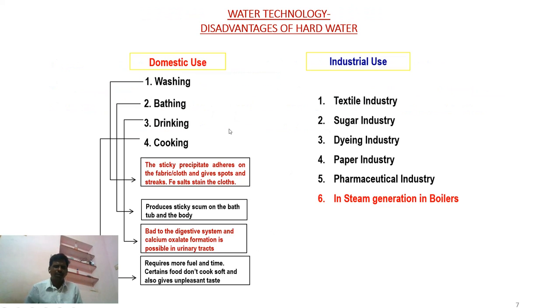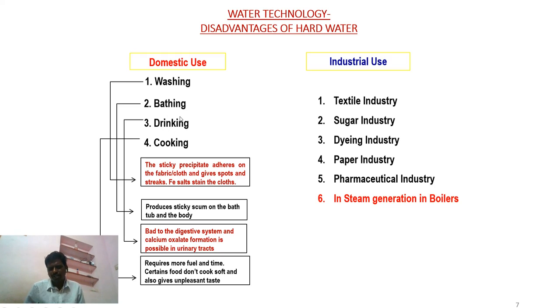Next, disadvantages of hard water. We use water for domestic and industrial purposes. For domestic purposes, hard water is not suitable for washing. If you wash with this water, it may produce some precipitates and spots on the fabric cloth. While bathing, it will form some scum on bathtubs and body. It is also not suitable for drinking.